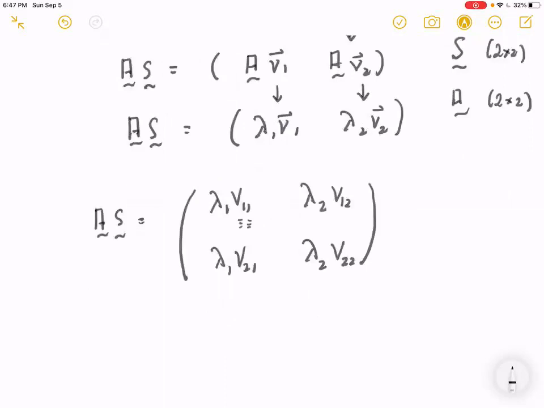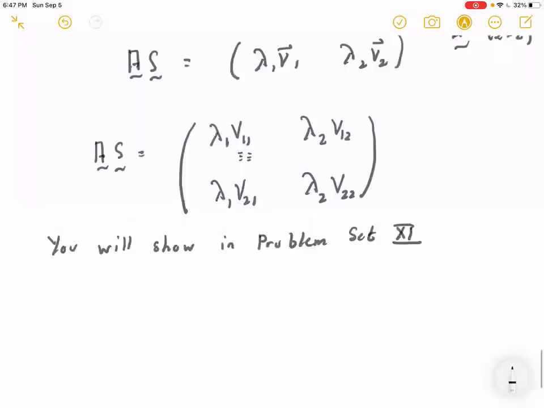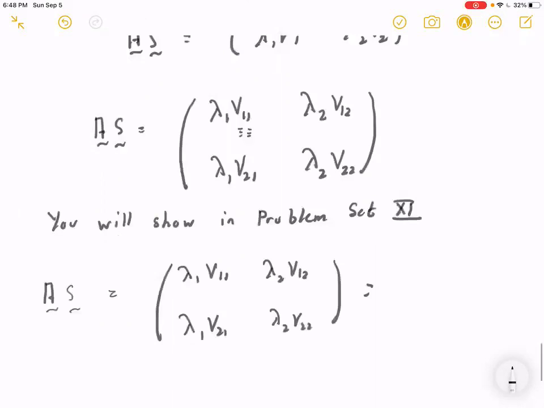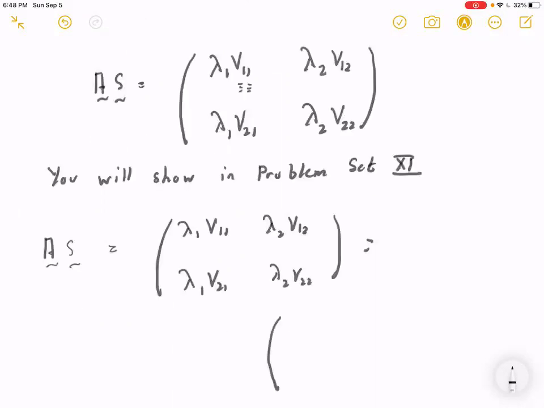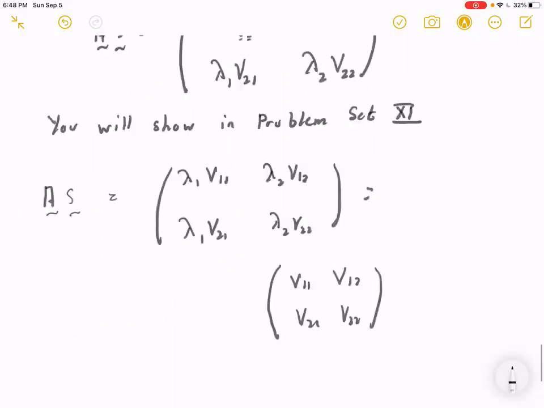Now, you will show in problem set 11 that in fact you can take this product and recast it as the product of two new matrices. S, that's what this guy is.